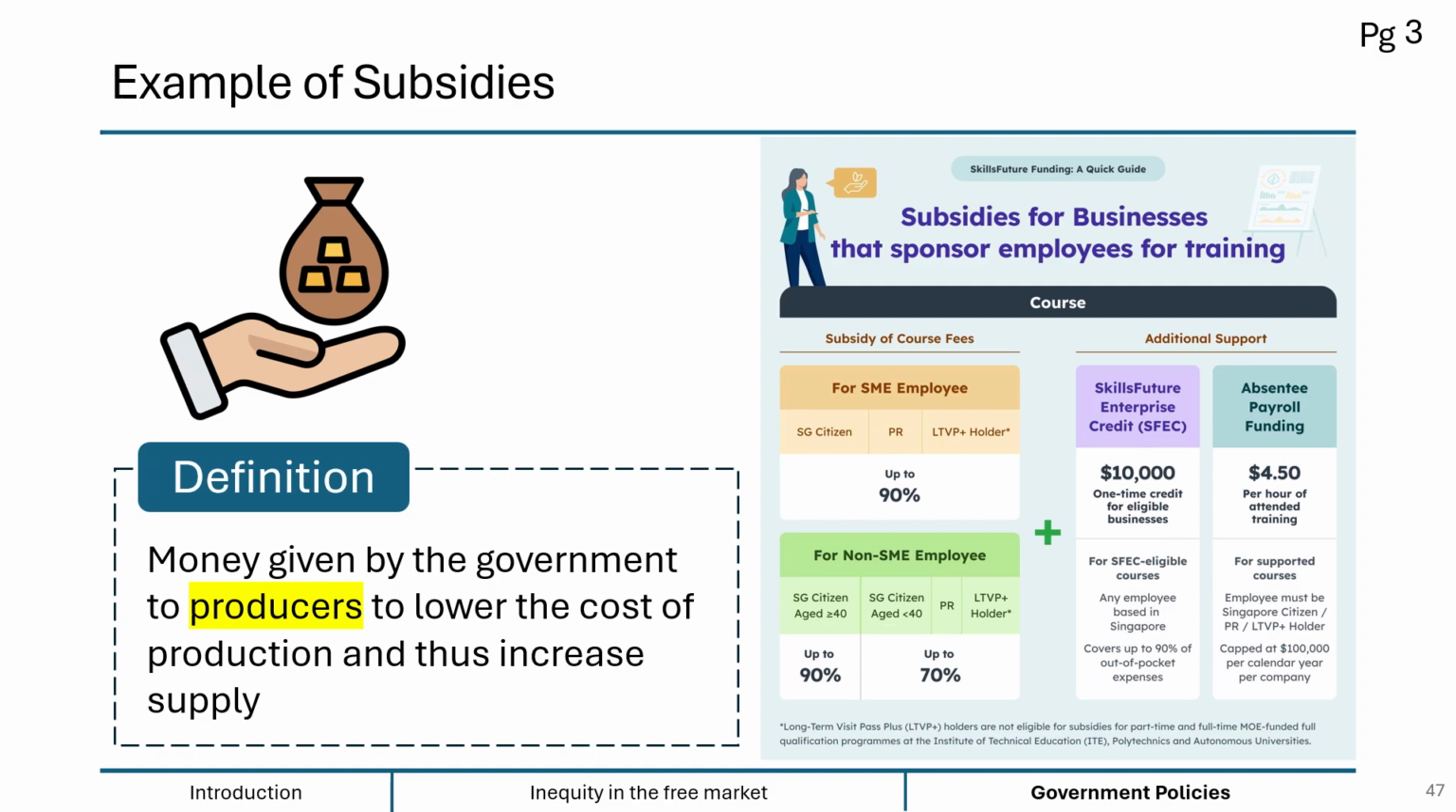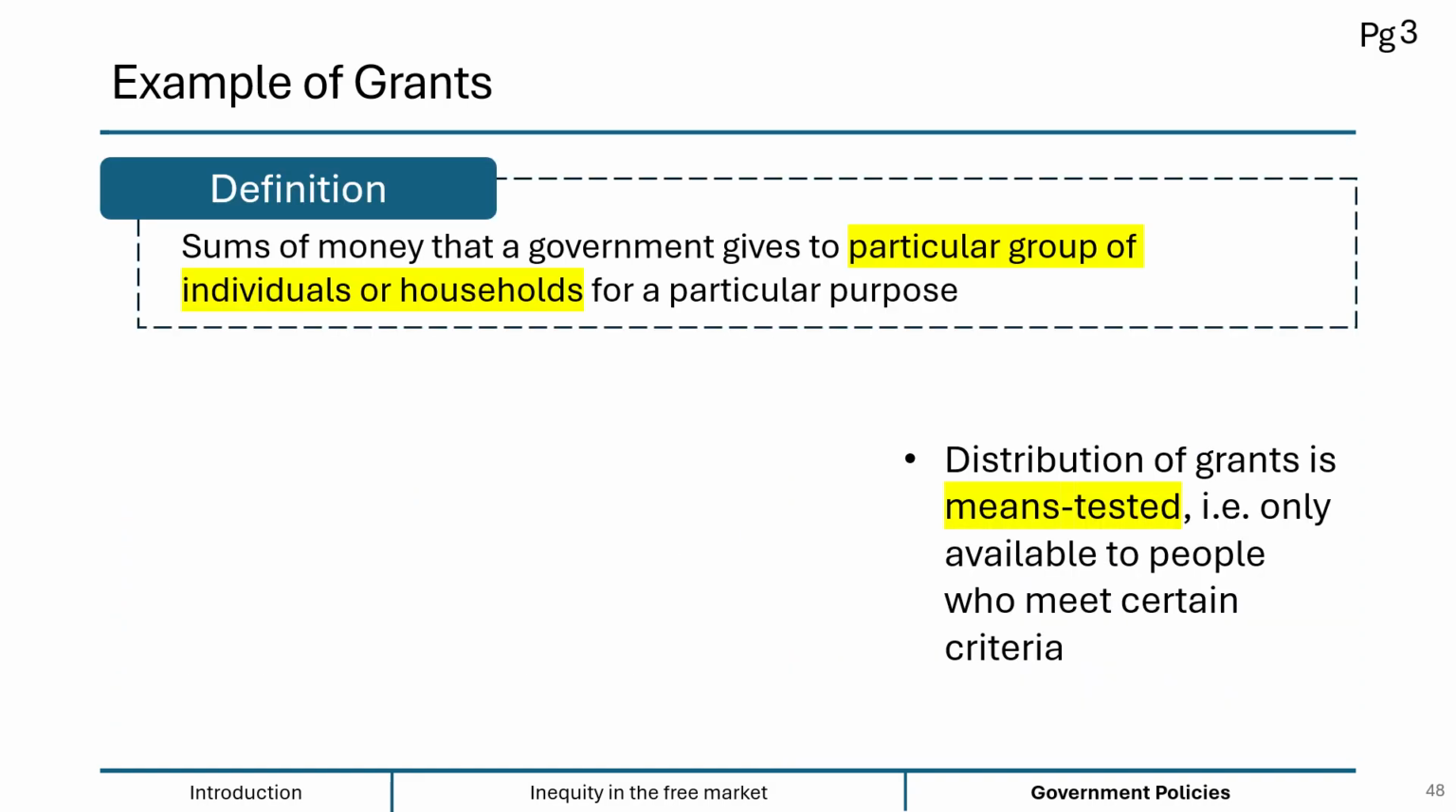Then how are subsidies different from grants? Grants are sums of money that the government gives to a particular group of individuals or households. Basically, it's given to the consumers. And the distribution of grants is means tested.